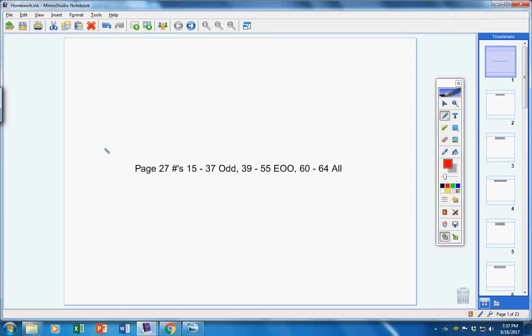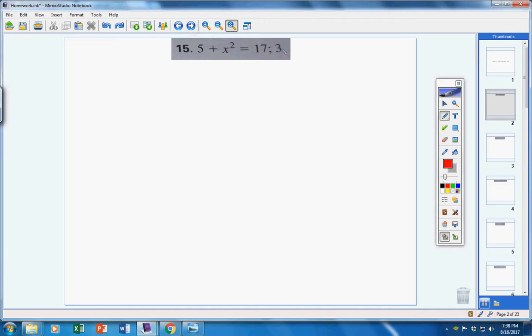First of all, the first section in your homework, numbers 15 through 25 odd. The directions say to check whether the given number is a solution to the equation. Okay, so here we go. Is 3 a solution?